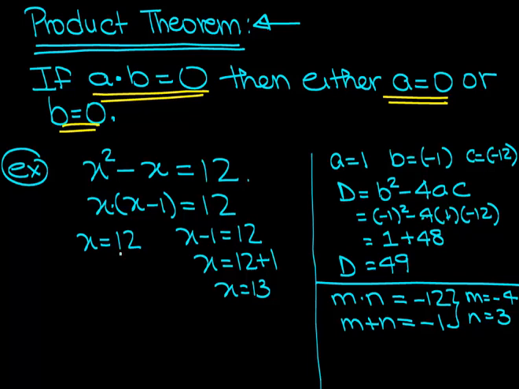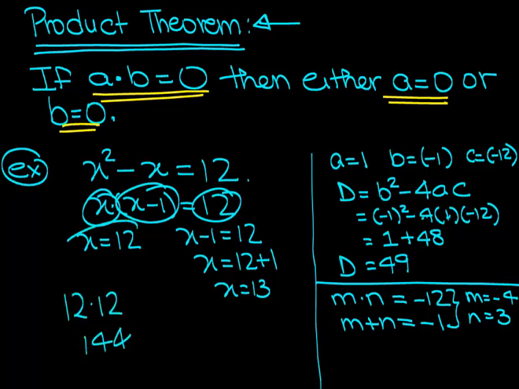And you can clearly see this is the wrong way to do this. Just because a product is 12 doesn't mean that this number has to be 12 and this number has to be 12. Because if that is the case, then you'll get 12 times 12, which is what? 144. If both of these numbers are 12, then you should actually get 144, not 12. So you cannot use a product theorem like this. You can only use a product theorem if the right-hand side is 0. That's why we always try to move everything to one side. Let's take a look at another example, and then we'll move on to the second method.